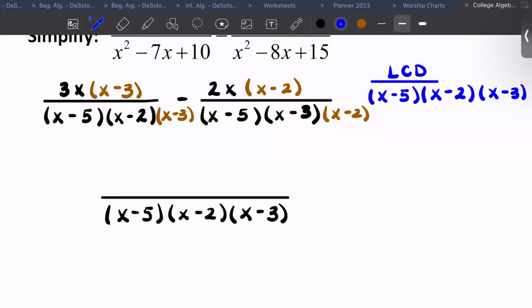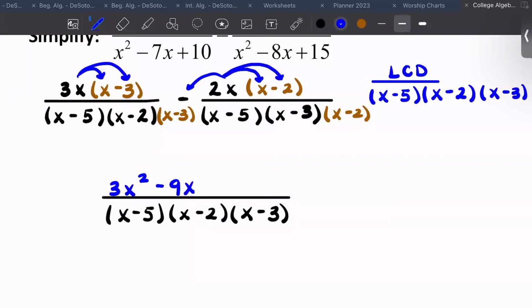Now we're just going to distribute. Okay, so we get 3x squared minus 9x. Then we're going to distribute a negative 2x, right? It's a subtraction sign, so we're going to distribute that negative through with our 2x also. So we're going to get minus 2x squared plus 4x.